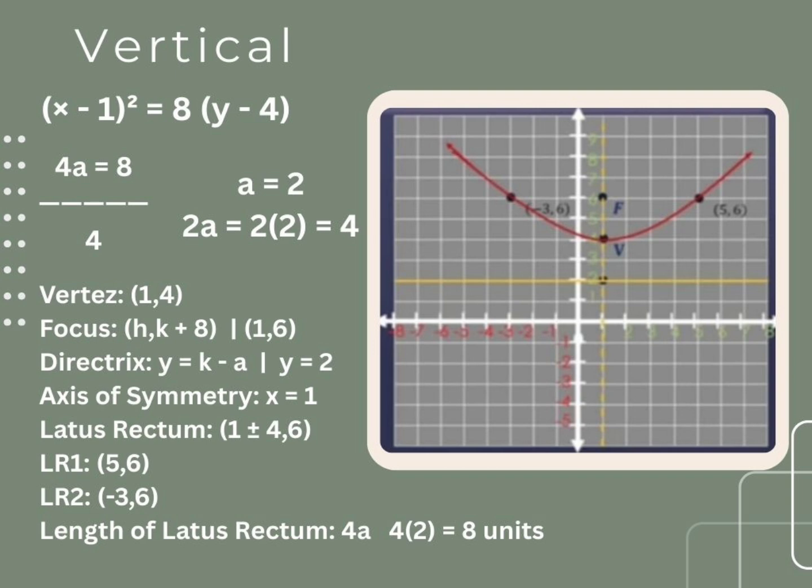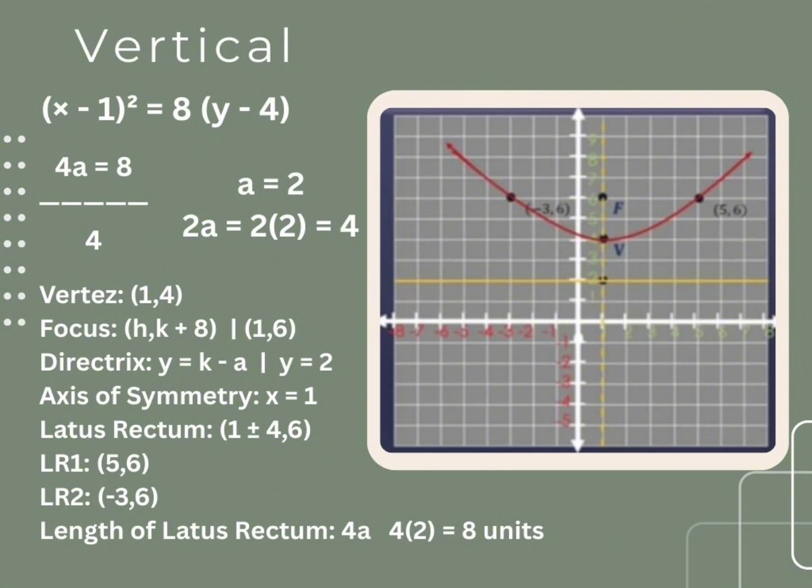Now let's break down the features. Vertex (h, k) = (1, 4). We get (1, 4) because our equation has negative 1, so we make it positive for our h, and the negative 4, we make it positive for the k. Focus (h, k + a) = (1, 6), because our a is 2, and 4 + 2 equals 6.